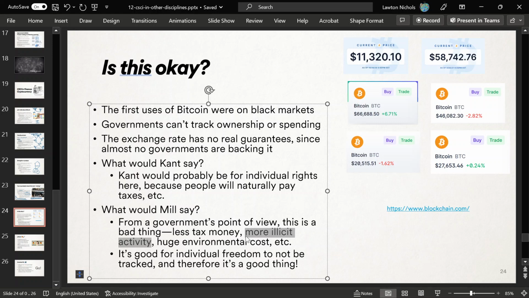It's just another number, and so it's very easy to hide your tracks when you're buying things. There's also a very large environmental cost.